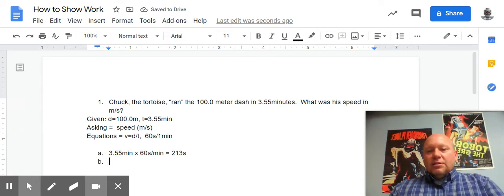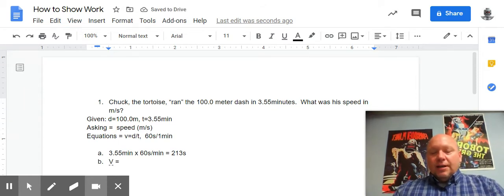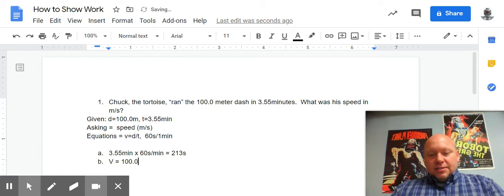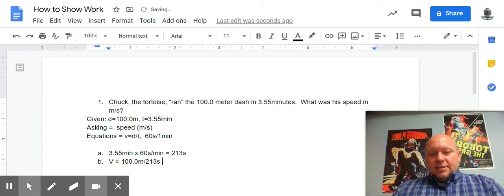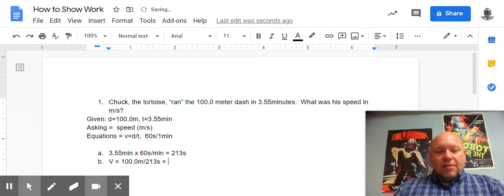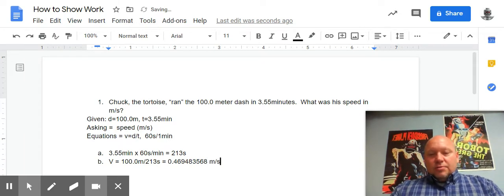Now we go on to the second part. So now we know our time in seconds. Let's go ahead and plug it into our equation. Oh, we just made that capital V. It's okay. 100 meters distance divided by 213 seconds. Okay, we punch that into the calculator. I don't know about your calculator, but my calculator, just a dime store calculator, gives me 0.469483568. Of course, units meters per second.